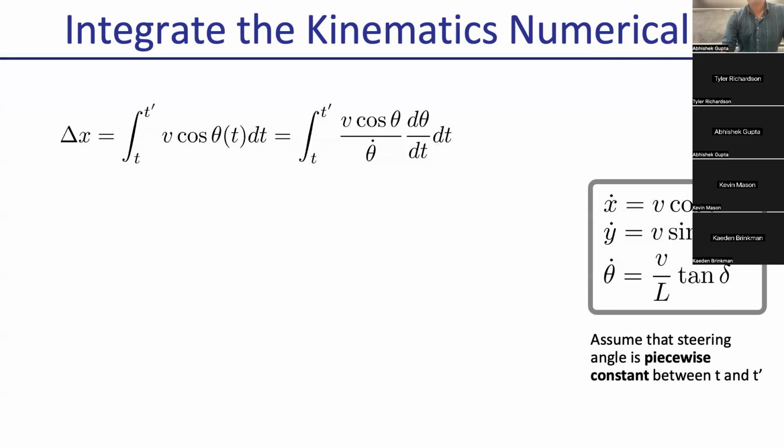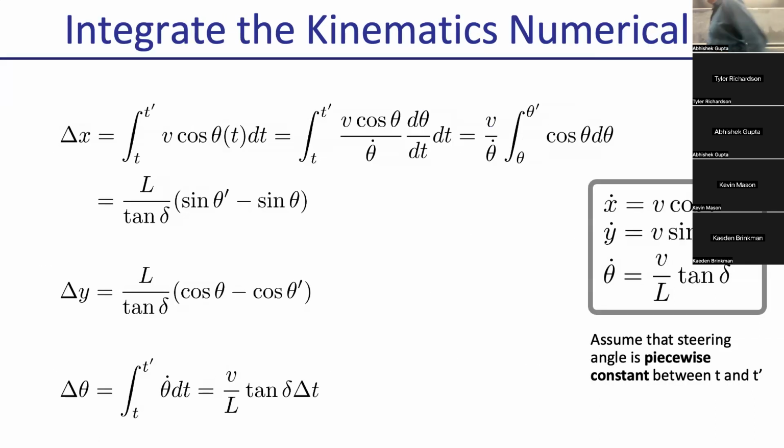So you're going to have v over L tan delta. You're going to assume that the steering angle is constant, so it doesn't depend on t. Steering angle remains constant, so v remains constant, L remains constant, tangent delta remains constant. So everything comes out of the integral, and nothing is left in the integral but dt. The definite integral of dt is going to be t prime minus t. And so delta theta is v over L tangent delta times t prime minus t.